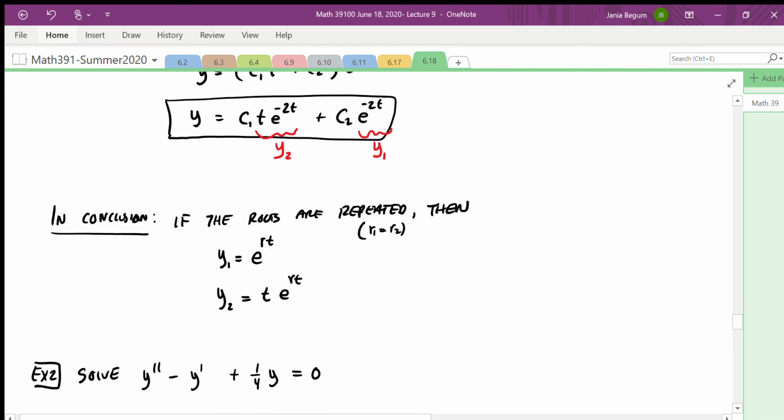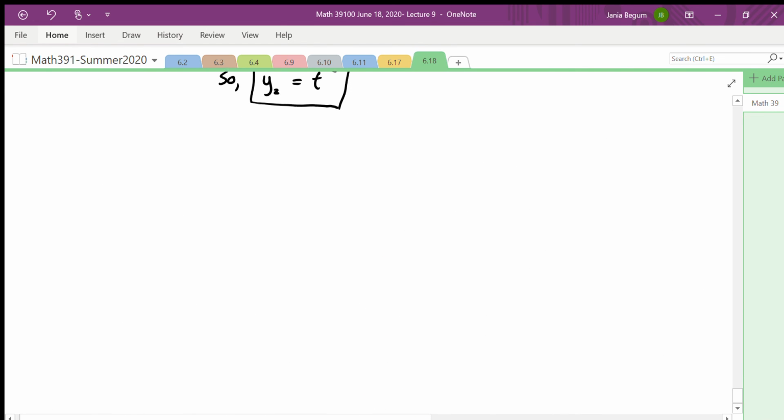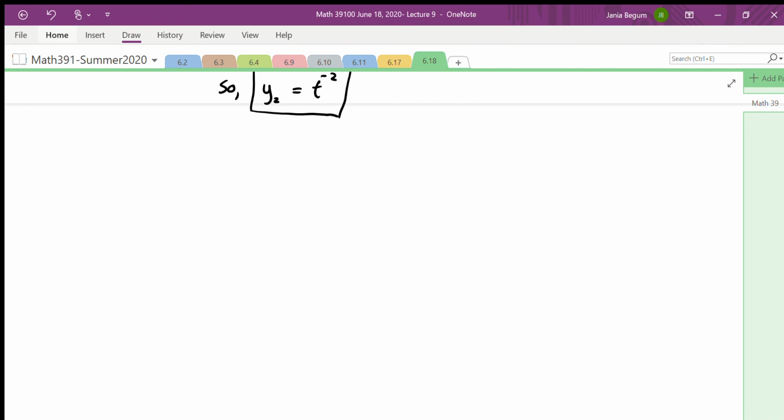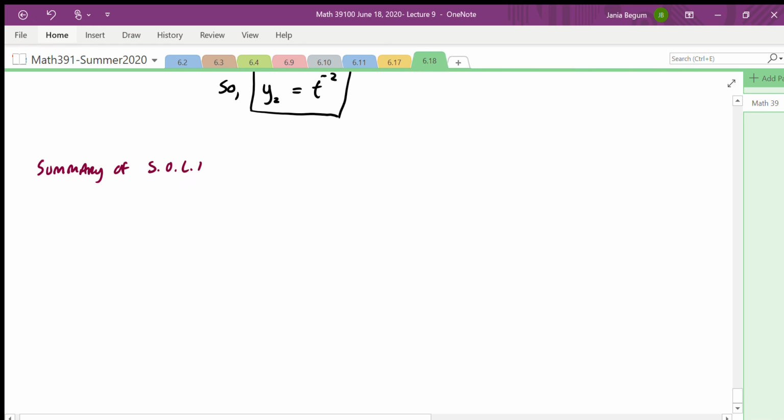Okay. All right. So let me just sum this up. So here's a summary of second order linear homogeneous differential equations.